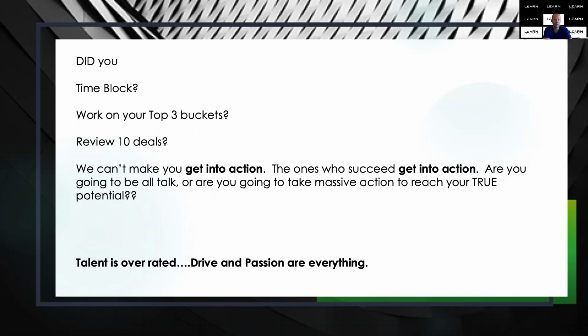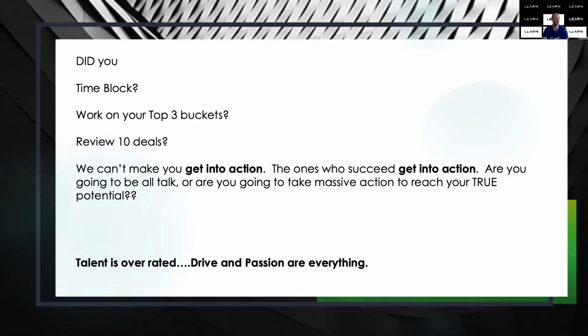Right? And again, we're going to keep saying this. We can't make you get into action. There's plenty of deals happening right now. There's plenty of opportunity, especially in a volatile market. That's when the biggest opportunities arise, if you're looking hard enough and searching and looking at enough deals. Are you getting into action?